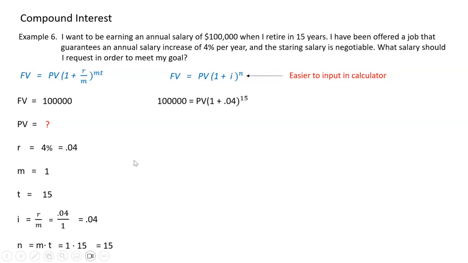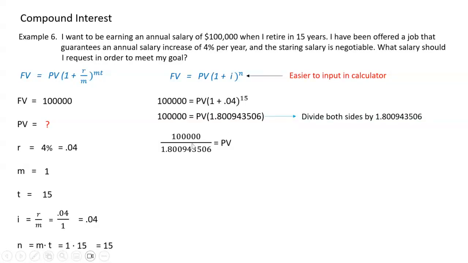So all we do is plug them into the formula, right? And again, we're looking for present value. I'm going to show you here, I think for the last time, how to do it step by step, but after that we'll be using the inverse key, okay? So first, you enter the parentheses 1 plus 0.04 to the 15th power. That's going to give us 1.80943506, and then you divide by the value that I just mentioned and enter it into the calculator. So it's going to give you $55,426.45. That's the salary that you need to ask for right now.